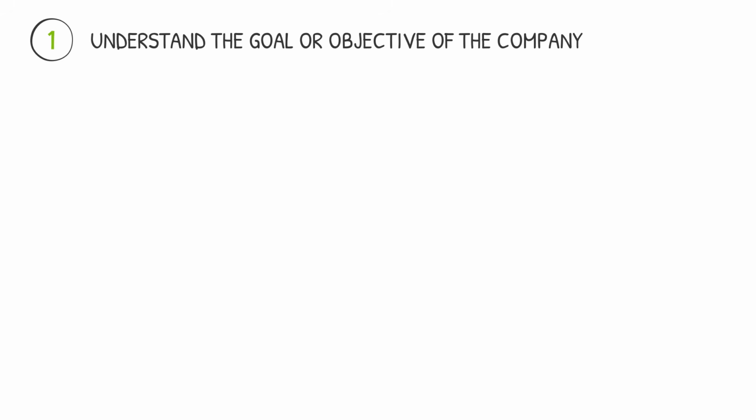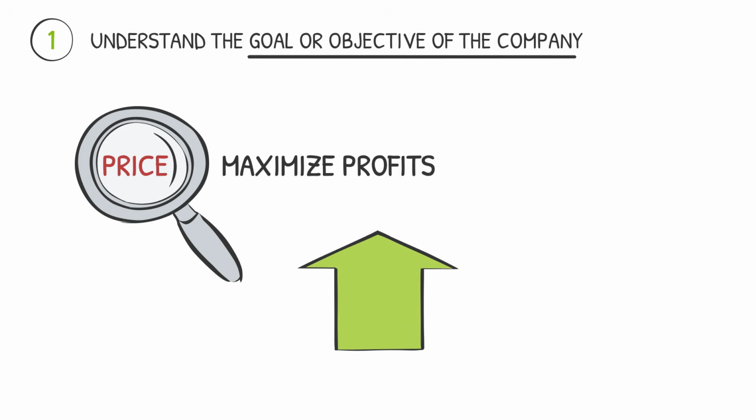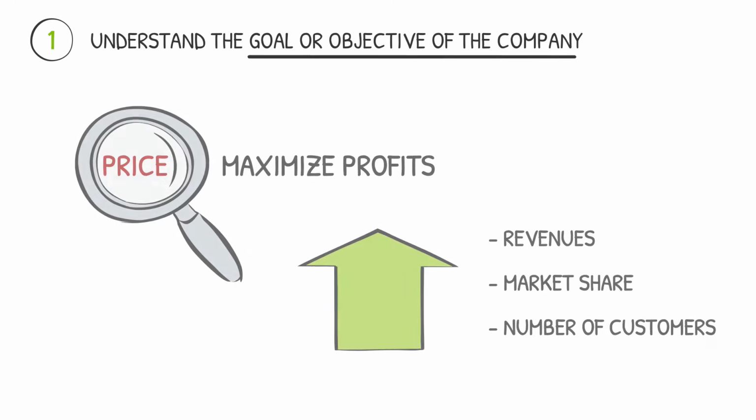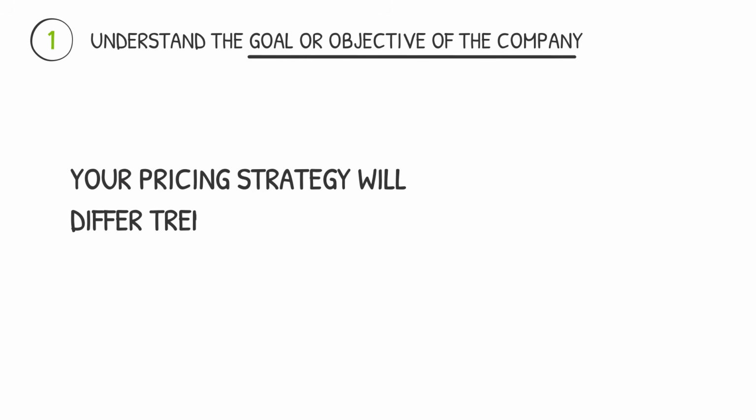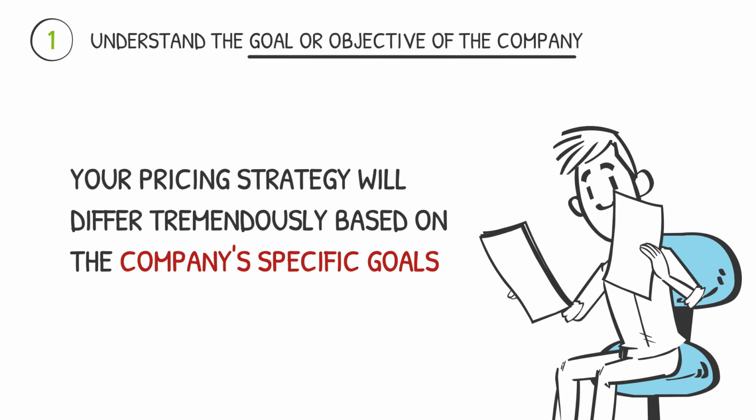The first step to solving any pricing strategy case interview is to determine the goal or objective of the company. Most of the time, the company is looking to price a product to maximize profits. However, there are times when a company may be looking to maximize revenues, market share, or number of customers. Your pricing strategy will differ tremendously based on the company's specific goals. Therefore, it is important that you understand what the company's exact goals are.